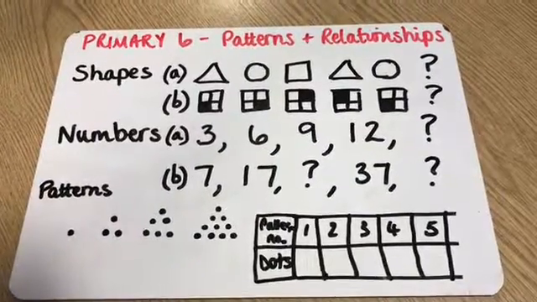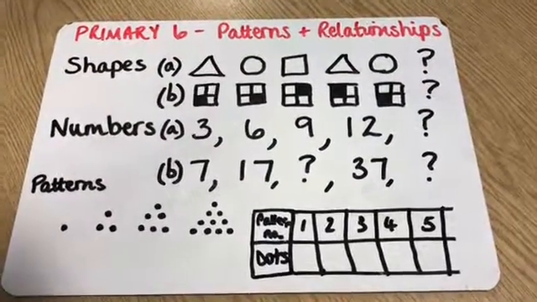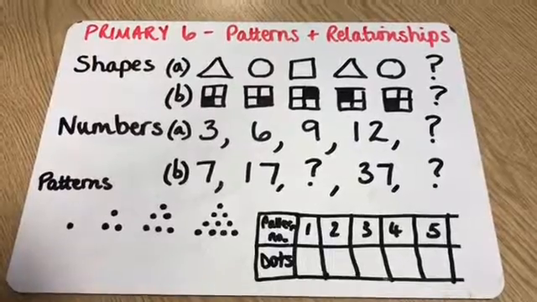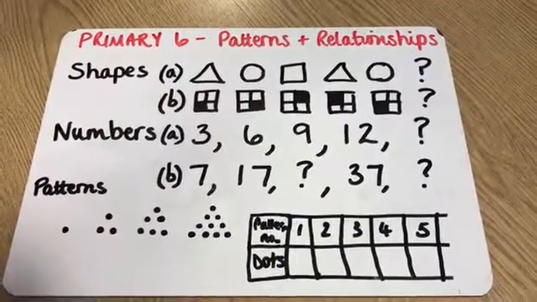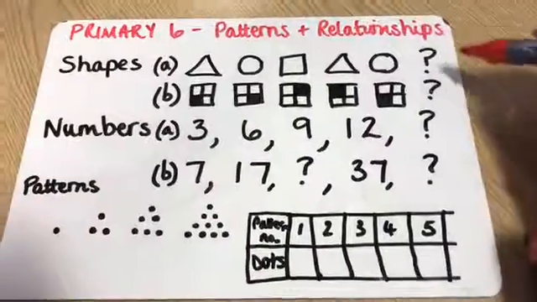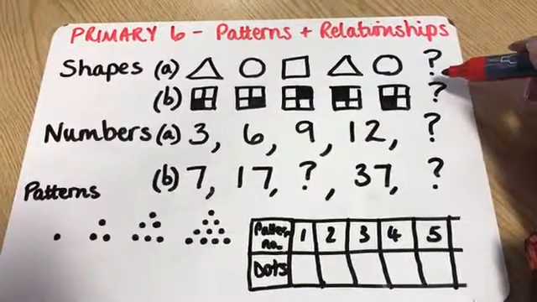In Primary 6, we are going to look at patterns and relationships. This involves shapes, numbers, and a variety of different pictorial patterns. First thing we're going to look at is shapes. These are quite simplistic, just takes a little bit of thinking.